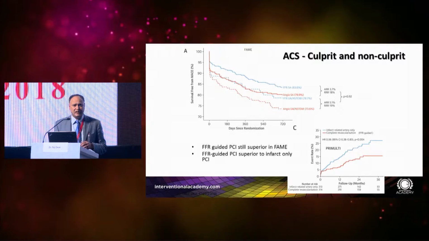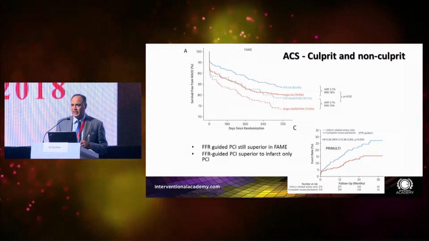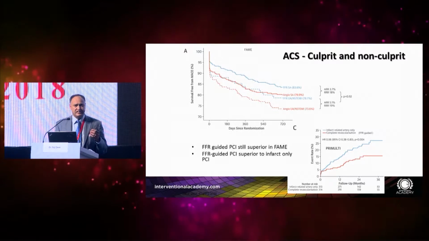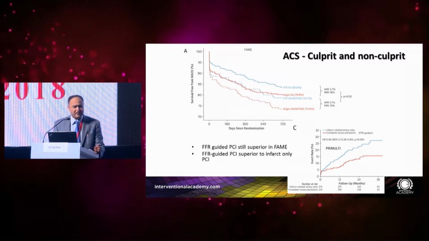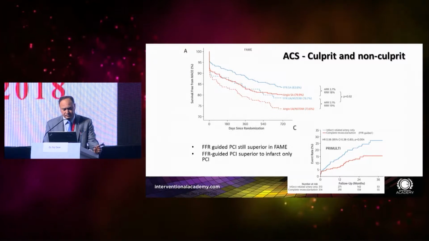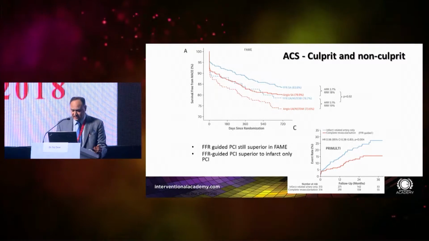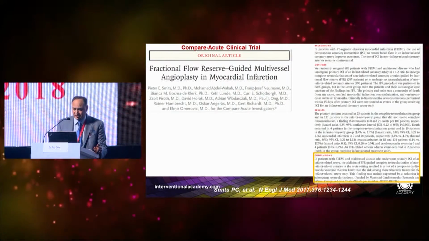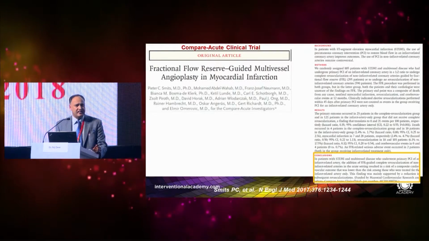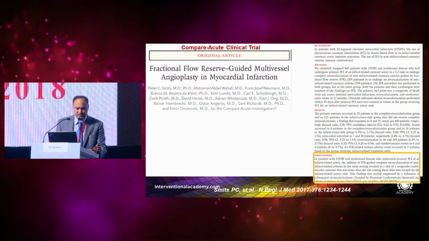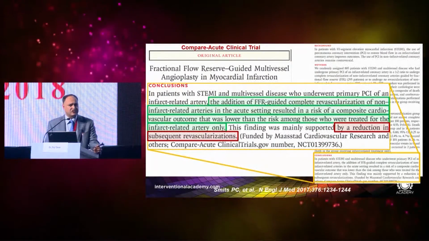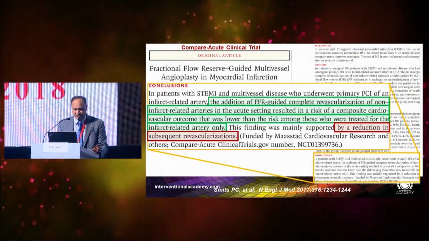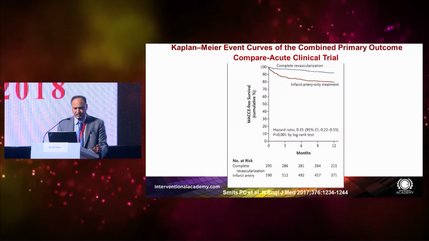On the left side, on the upper hand, is the data from FAME looking at patients with unstable angina and stable angina, and you can see that the FFR-guided revascularization was better even in unstable patients, and complete revascularization was better than incomplete revascularization. COMPARE-ACUTE, which was presented last year, specifically looked at FFR-guided complete revascularization in the non-infarct-related artery that led to a better outcome of these patients than just plain old angiographic-guided revascularization, shown here.